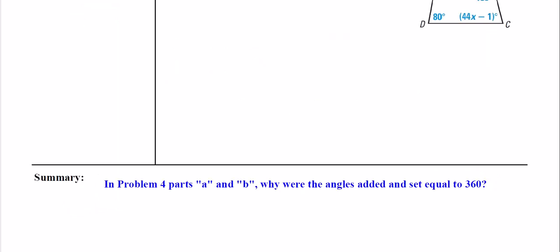For your summary, in problem 4, parts A and B, why were the angles added and set equal to 360? And please don't ignore the summaries. A lot of people ignore the summaries and then they're wondering why they don't have A's in the class. Because you lack understanding. Well, if you don't know how to do the summary, gain the understanding that you need. Reach out to me. Rewatch the videos. Try different things out. Do the summaries, please.